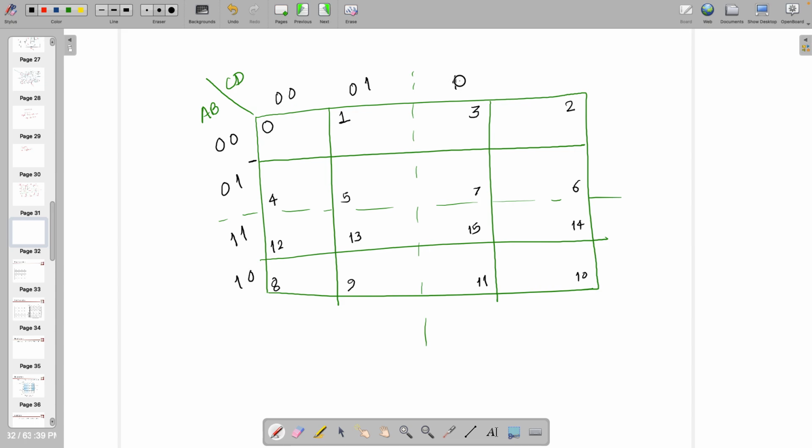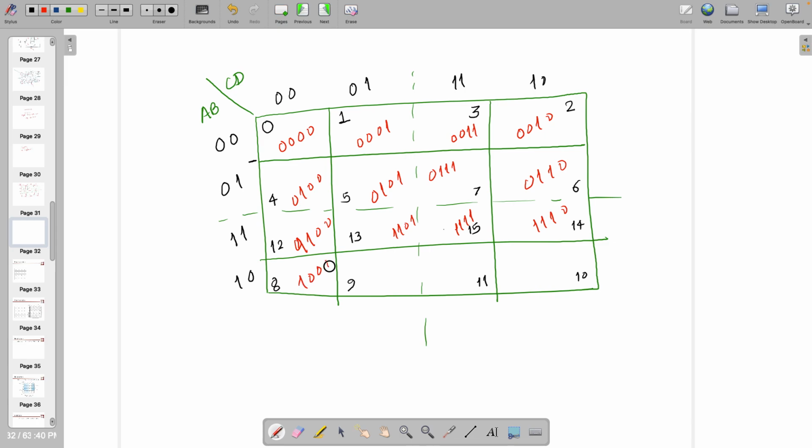So, equivalent number you can see, let us say if it is here, it is 0111, and you can write down others. So, 0000, 0001, 0011, 0010, 0100, 0101, 0111, 0110, 1100, 1101, 1111, 1110, 1000, 1001, 1011, and 1010. Any doubt till now? No doubt, right? You also know how to make the combination.